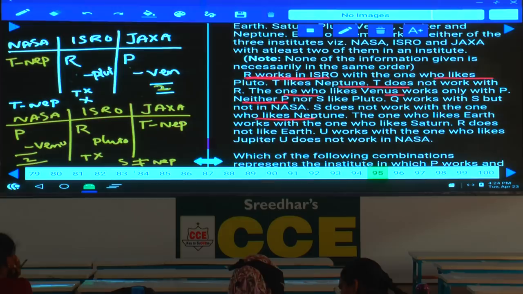S does not work with the one who likes Neptune. As S does not work with the one who likes Neptune, hence S cannot be NASA. Hence, where should this S be?